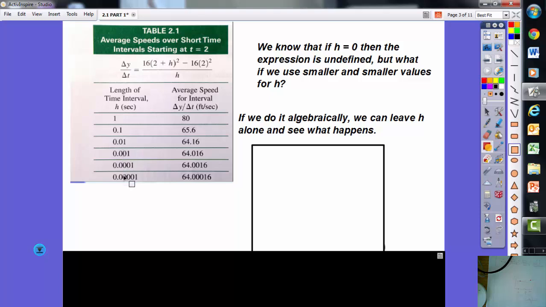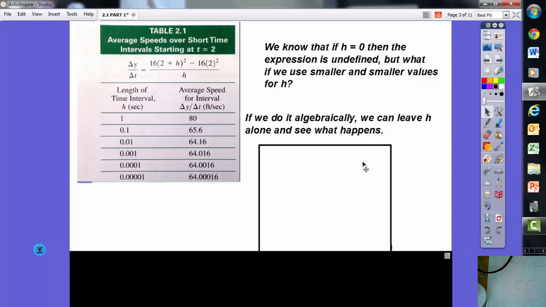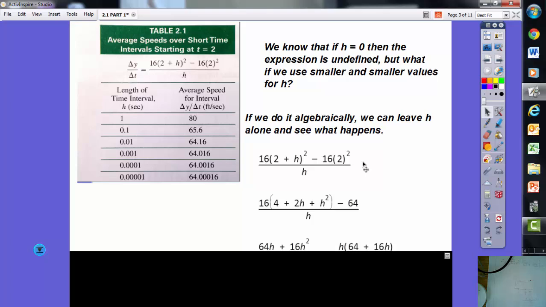But you notice that as h gets closer and closer to 0, the average speed gets closer and closer to 64, which means that at the instant where t equals 2 and h is 0, the speed of the particle is 64 feet per second.